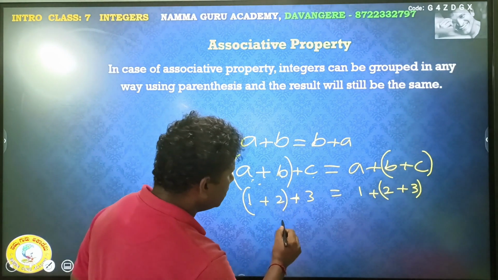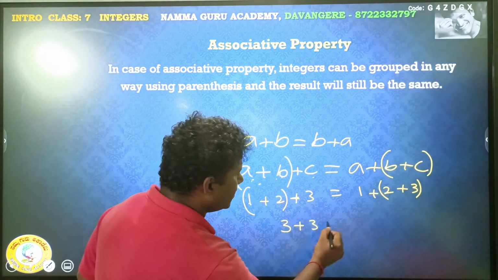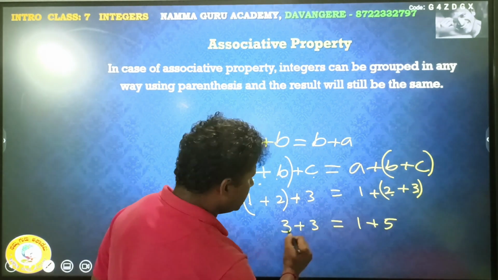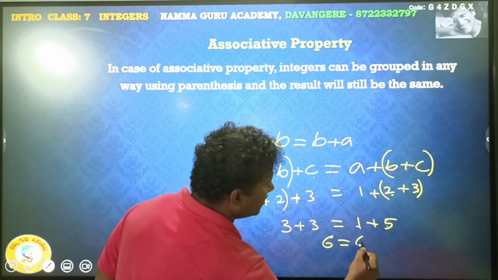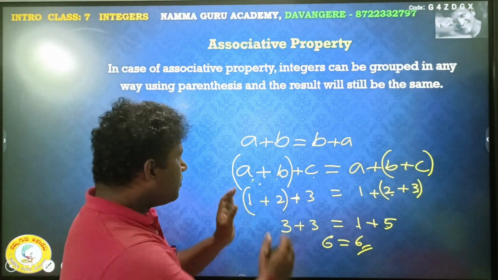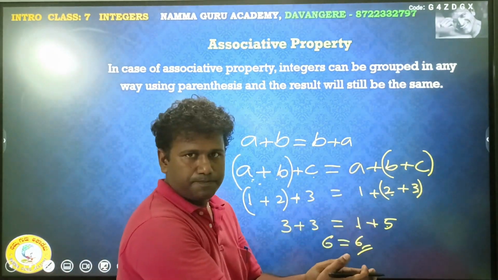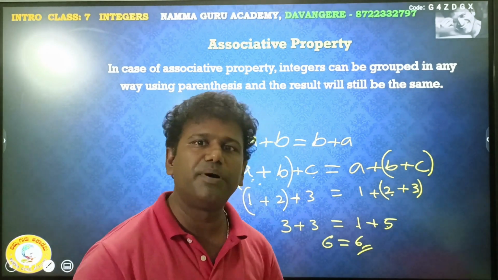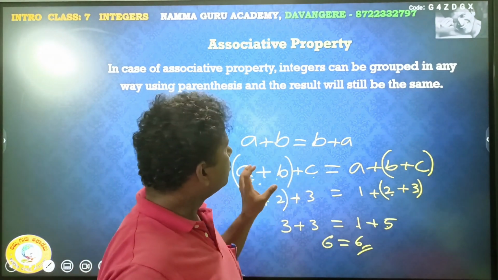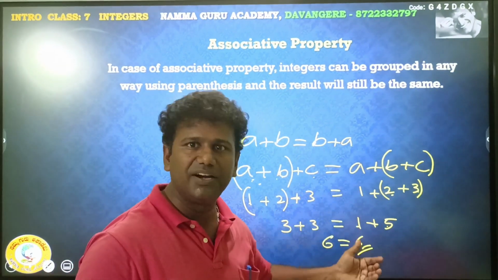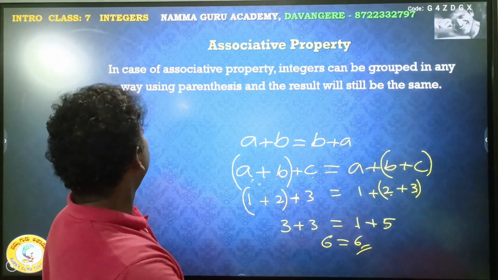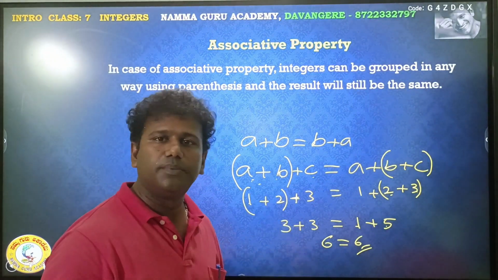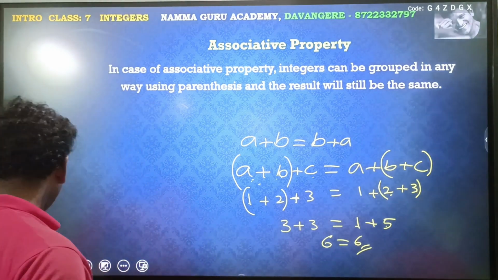Here what it becomes? 1 plus 2 is 3, 3 plus 3. Here 2 plus 3 is 5. 3 plus 3 is 6. 1 plus 5 is also 6. That's what I told. By making the groups and doing the addition accordingly, we are going to get the same answer. By changing the group, we are not going to get a different answer. Have you understood? That's why we can say the associative property in integers is applicable. Same thing.